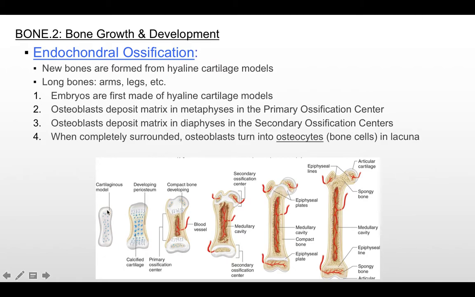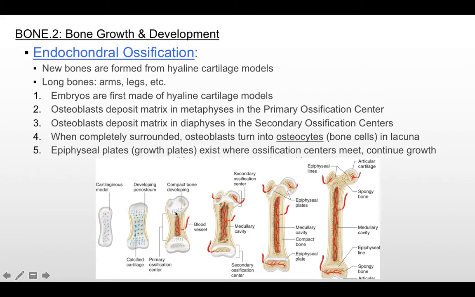A very similar mechanism is employed here. So osteoblasts are building bone, and then when they're fully surrounded, they turn into osteocytes. And like I mentioned, those epiphyseal plates are your growth plates.